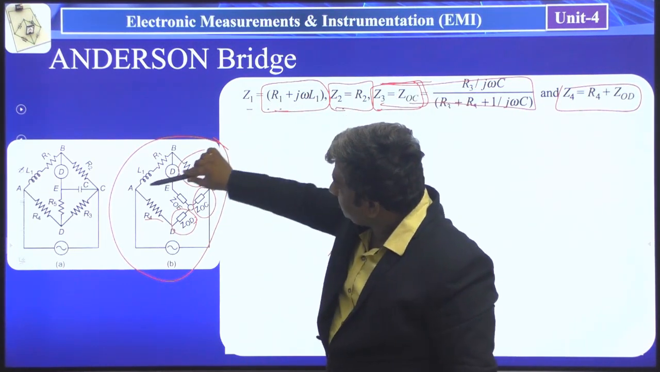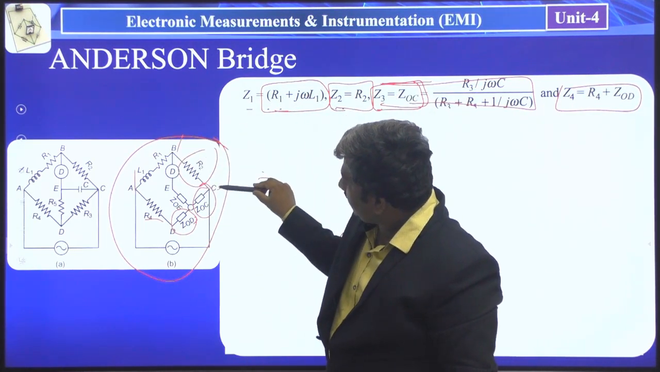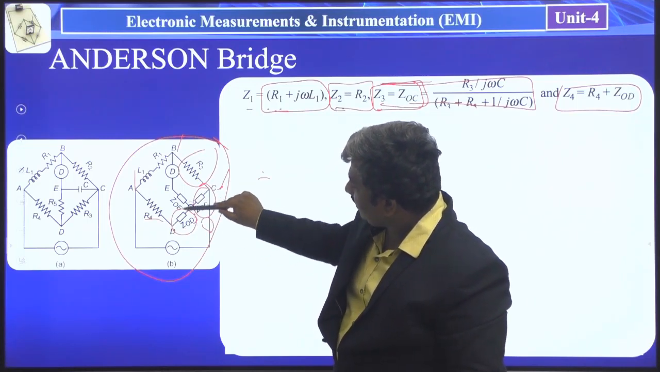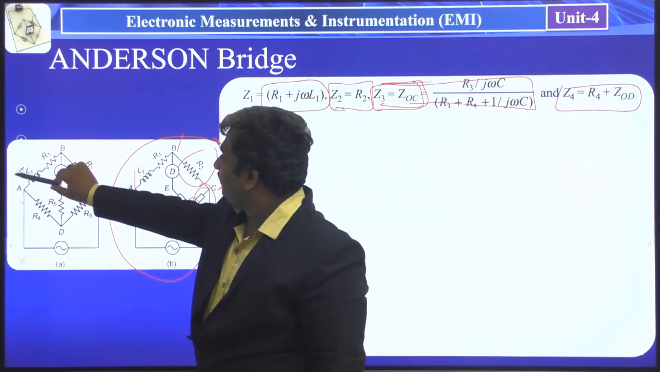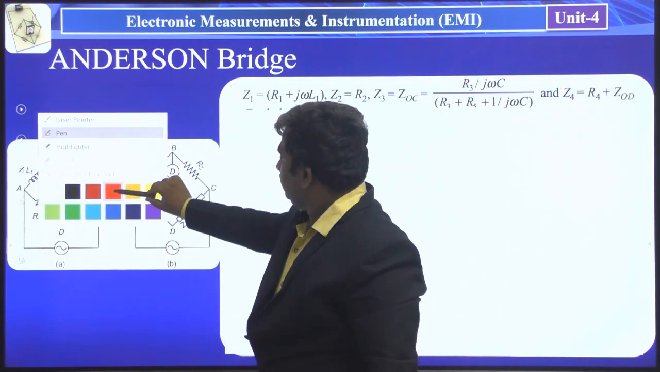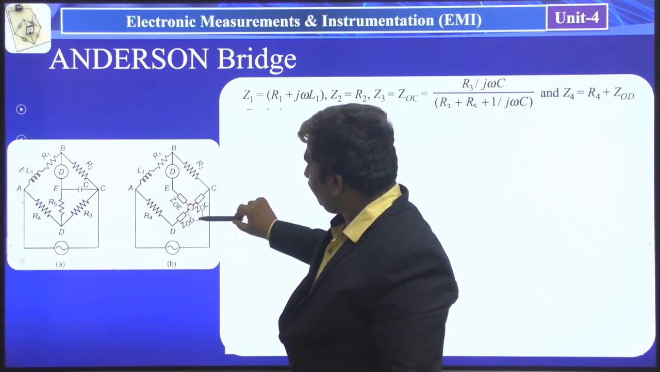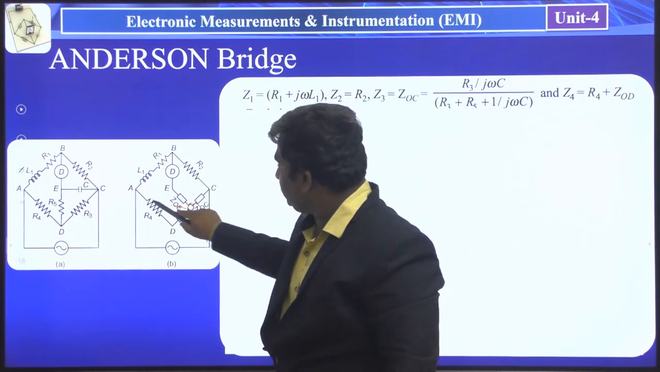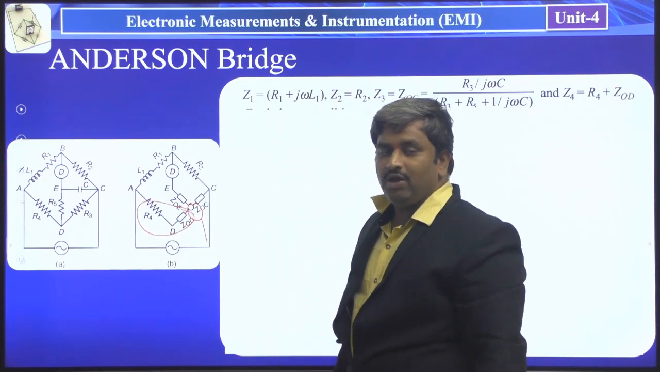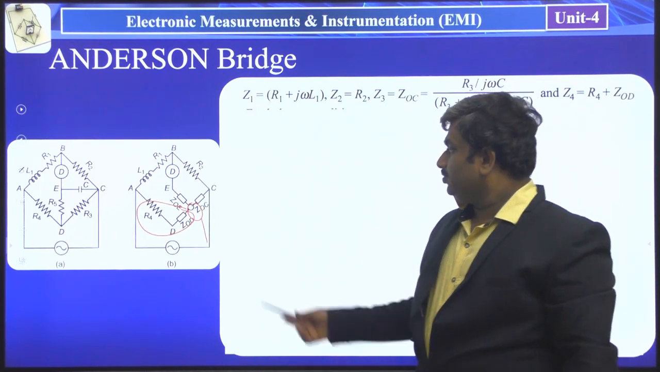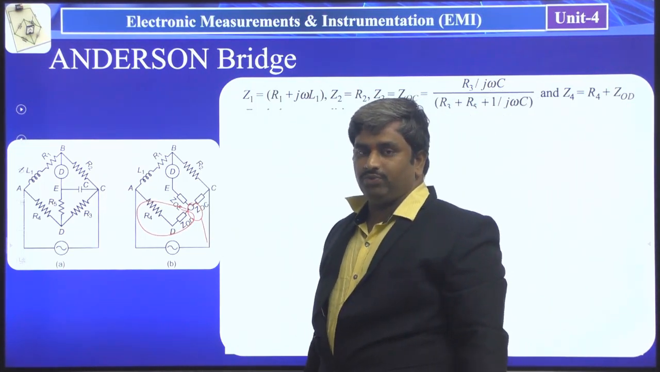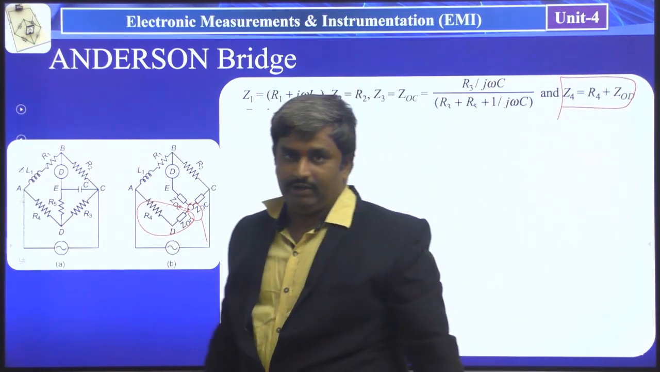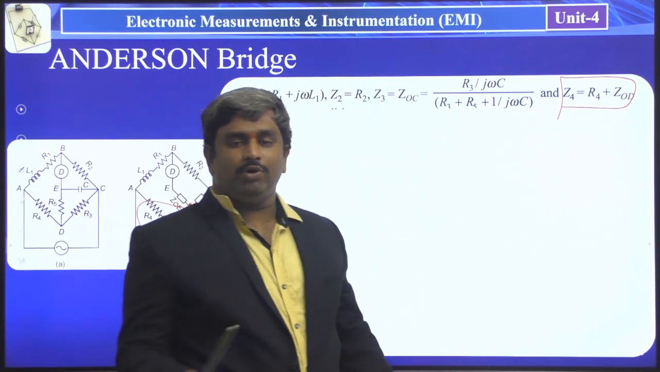So see here, this is the A, this is the B, this is the C, and now the new D is available here. This is the new terminal of D. So this D terminal has gone here, and this is the new terminal we got here. By combining these two components, we can say that is the new arm. So these are the new arms we got. So based on those arms, Z4 is equal to R4 plus ZOD. So this is about the 4 arms.